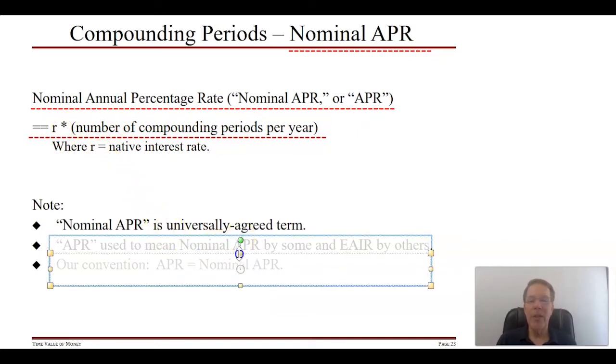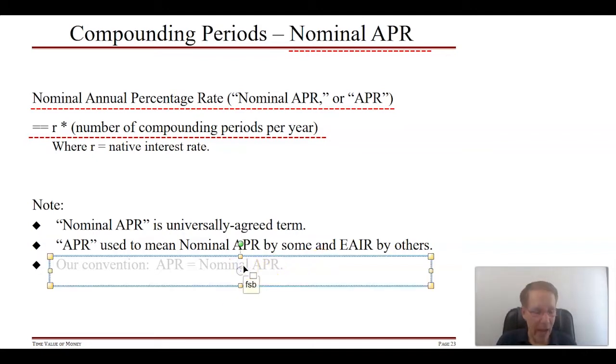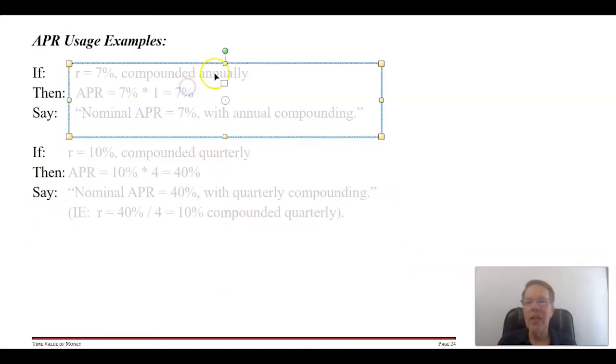And the bad news is that when you see just APR out there in the big bad world without the nominal in front of it, to some folks that means nominal APR, and to other folks it means EAIR. So that's bad news, right? So we want to be careful. So our convention is always going to be that whenever we see APR, we mean nominal APR, right? All right, so let's look at some use case examples for this.